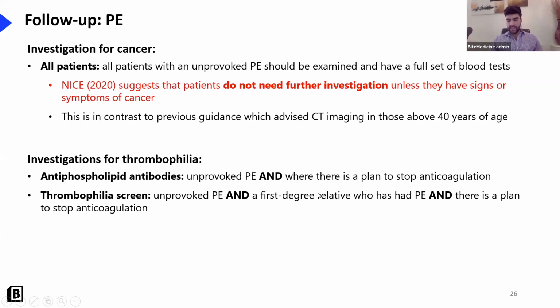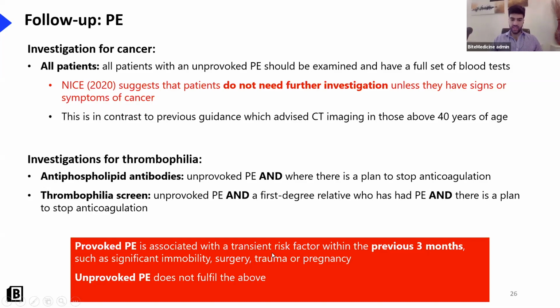The reason this caveat, where there is a plan to stop anticoagulation, is added in is because if you're planning to put the patient on long-term anticoagulation, say lifelong, there's no real point in checking these things because it's not going to change your management. If the patient has antiphospholipid syndrome, you're going to put them on lifelong anticoagulation anyway. So if your initial plan was to put them on long-term or lifelong anticoagulation, then you don't necessarily need to screen for thrombophilia because it won't particularly change your management. And remember, provoked PE is one where there's a risk factor within the last 3 months. Unprovoked PE is one where there isn't a transient risk factor in the last 3 months. And these guidelines are referring specifically to unprovoked PEs, where you're trying to look for an underlying cause, such as cancer or such as thrombophilia.